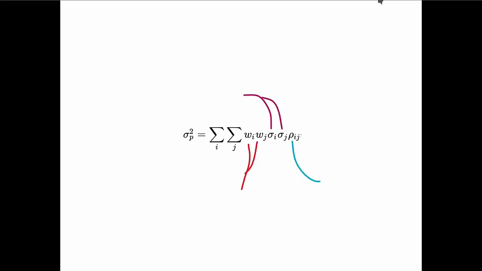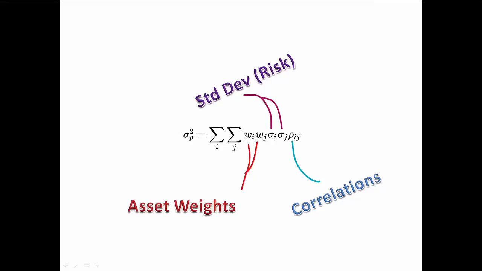These terms, let's focus on them real quick here. These are the asset weights. If the weight of 1 is 50%, that should be 0.5. So the sum of all these weights together should equal 100%. So we might have 0.5 times 0.2, whatever the weight is in that portfolio. These are the standard deviation, or the risk, of each of those assets. And this term is the correlation between individual assets.